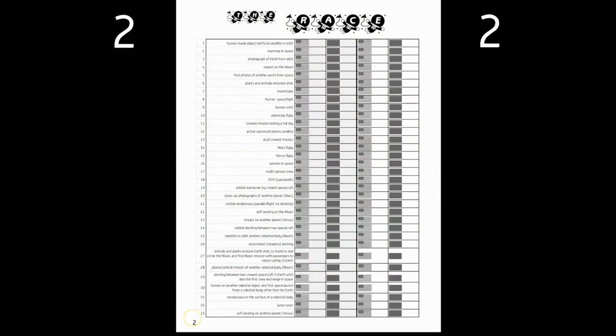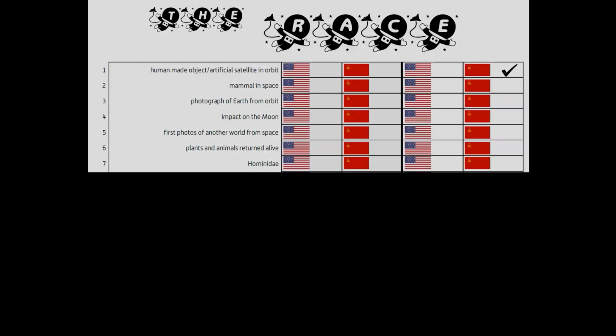So on our log for the accomplishments of space exploration, we definitely are going to have that the first human-made object, artificial satellite in orbit, check, ching ching, that is going to go to the Soviet Union.